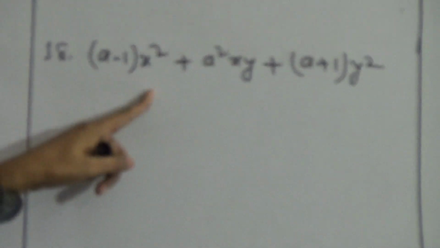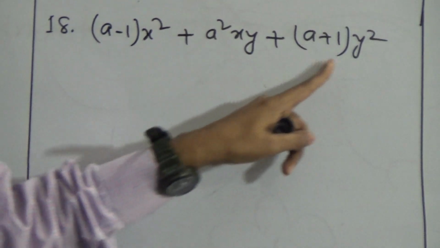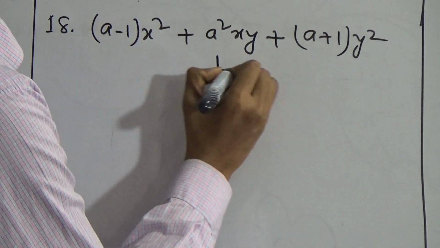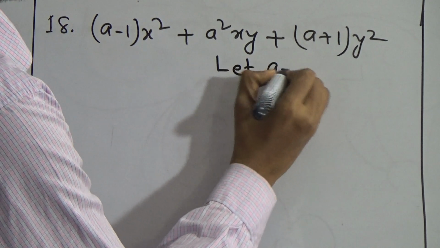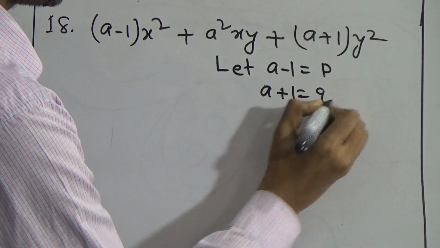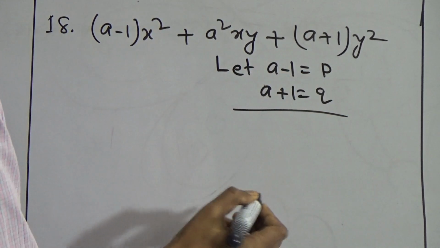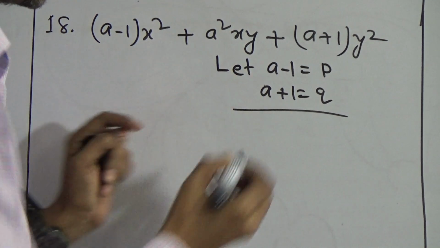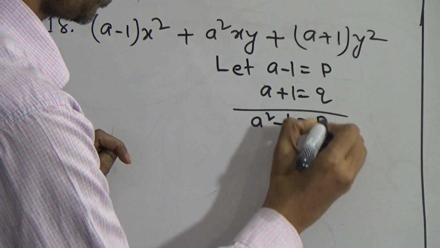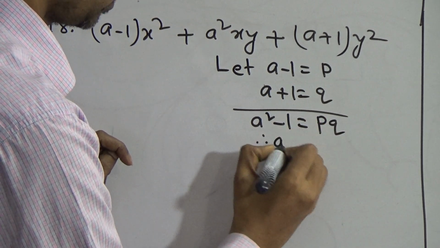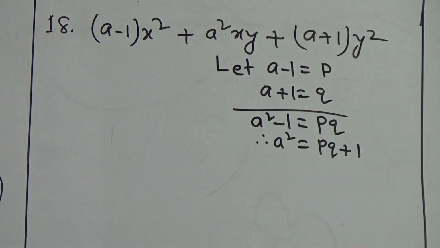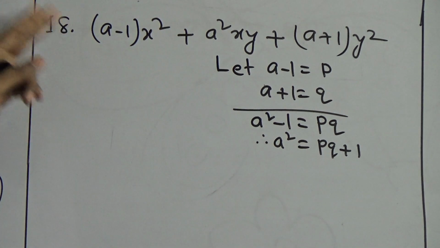Look, (a minus 1)x square plus a square xy plus (a plus 1)y whole square. At first we have to consider, let a minus 1 equal to p, then a plus 1 equal to q. Now multiply a minus 1 into a plus 1, equal to what? a square minus 1 equal to pq. Or a square equal to pq plus 1. Okay, now we have to put this value in this expression.